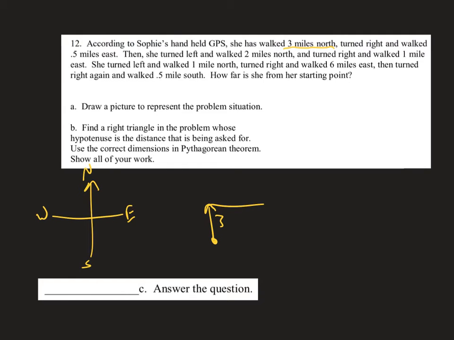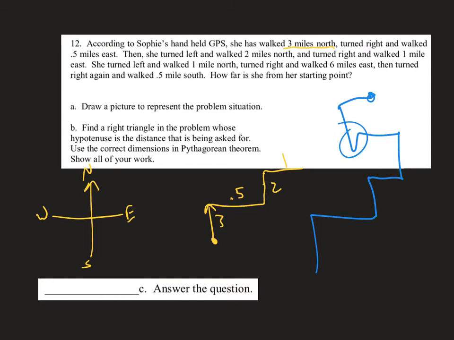Then she turns right and walks for 0.5 miles. And she goes east. Then she turns left and she goes 2 miles north. Then turns right and walks 1 mile east. And so on and so forth. So I guess what you're going to have here is a series of twists and turns. Okay? And I'm not saying this is what it looks like. All I'm saying is perhaps, you know, we go there. And of course, this is bogus.